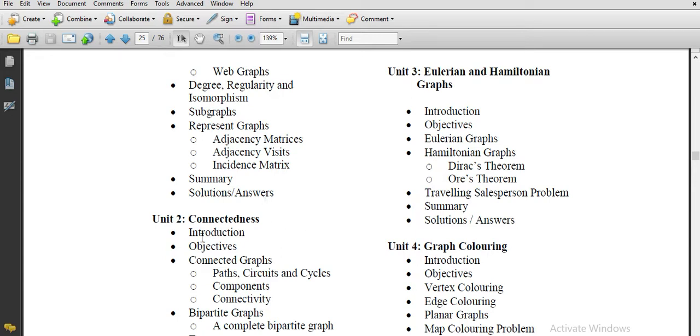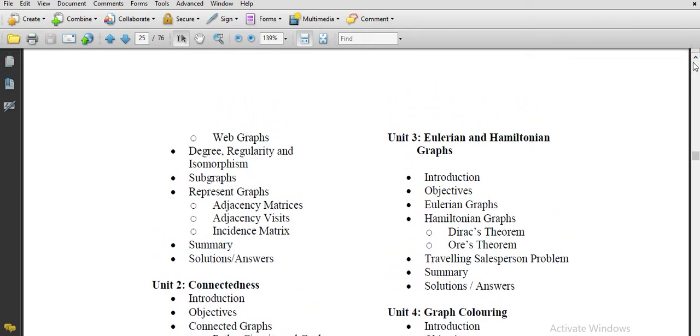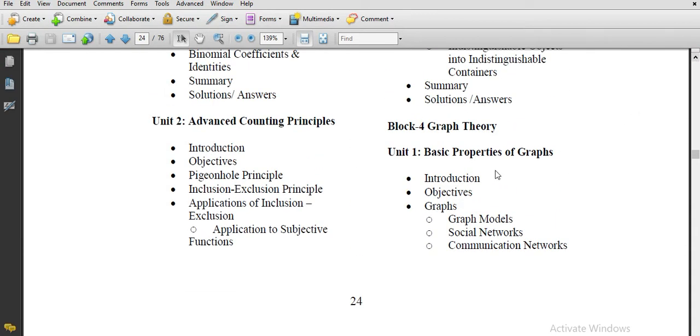I have already covered in my previous videos the representation of graphs, adjacency matrices and lists, and also isomorphism. In this one I will discuss connectedness, covering paths, circuits and cycles and the differences between them. I have already completed bipartite and complete bipartite graphs, and then I will cover Euler and Hamiltonian graphs in this Unit 3.